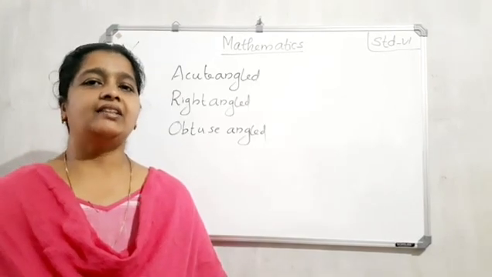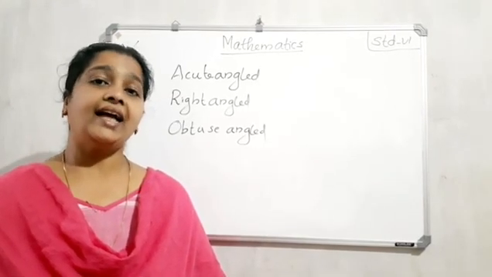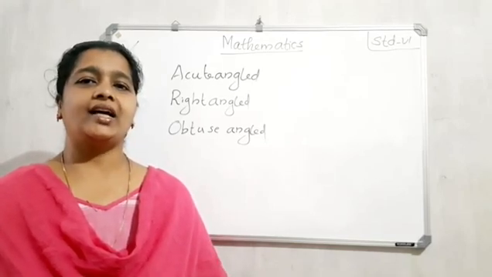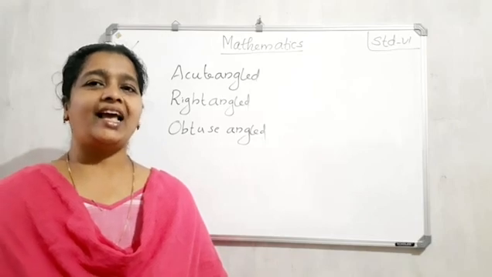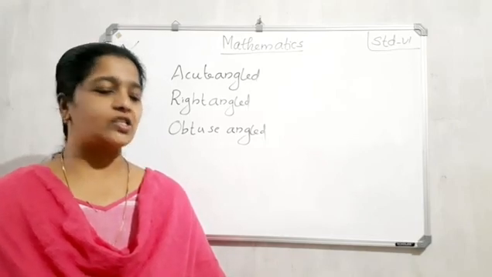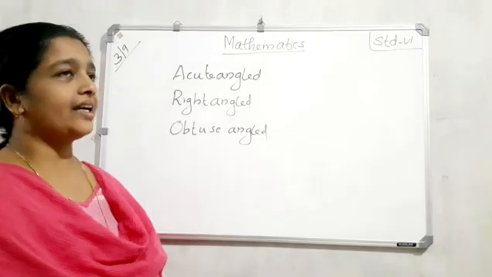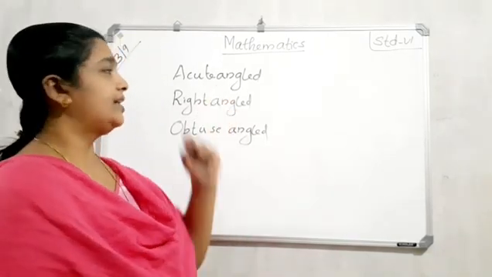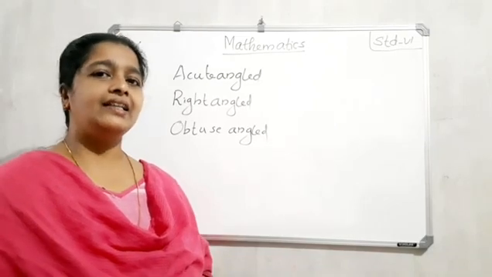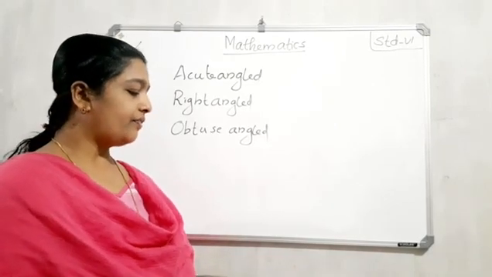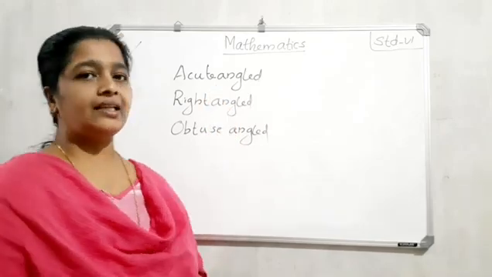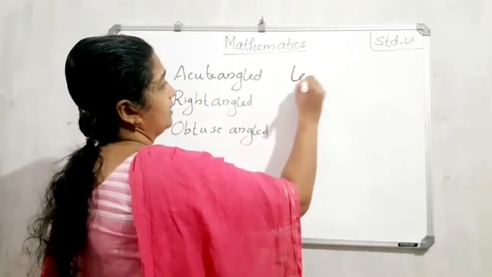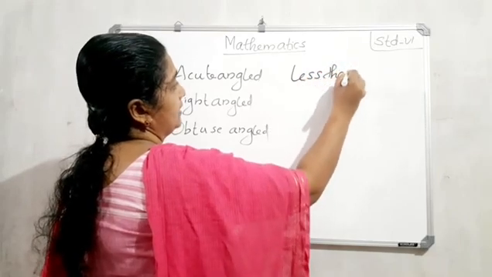Topic: naming triangles based on angles. You know angles: acute angle, right angle, obtuse angle, etc. So, naming triangles based on angles. First one, what is an acute angled triangle? If each angle is less than 90 degree, then the triangle is known as an acute angled triangle. Less than 90 degree.